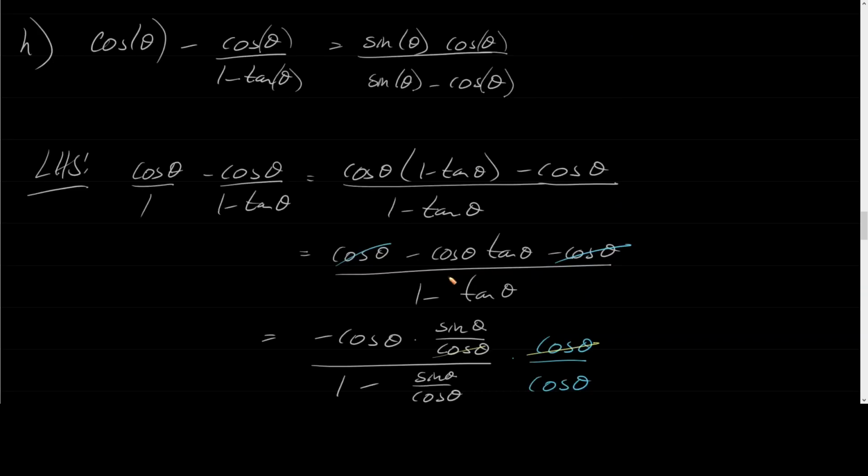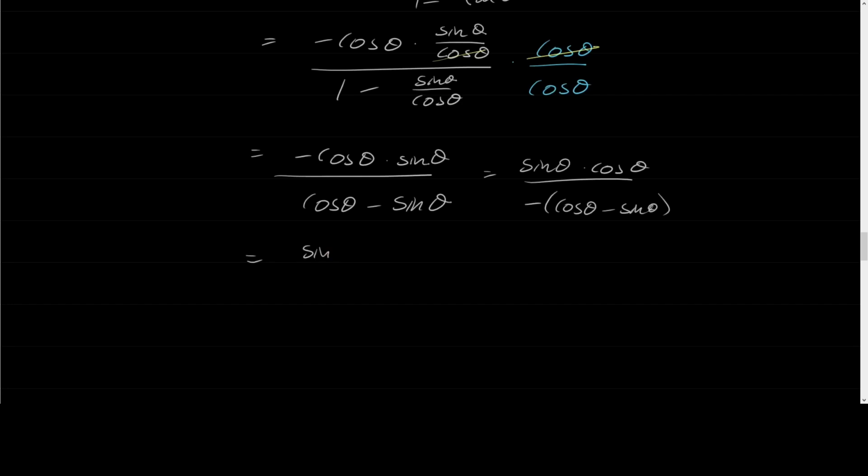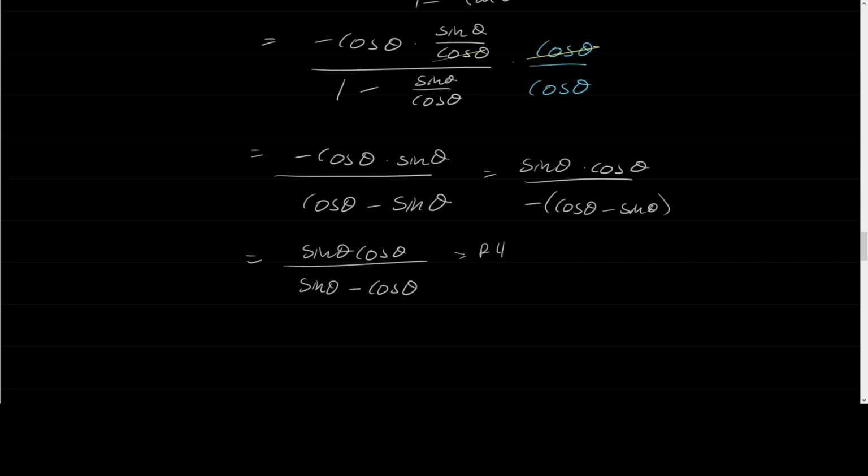But that's not exactly what we wanted, is it? We wanted a positive sine times cosine over sine minus cosine. Well, we're almost there. Just bring this negative down to the bottom. In other words, you can rewrite this as sine theta times cosine theta over the negative of cosine theta minus sine theta, giving us our desired result of sine theta times cosine theta over sine theta minus cosine theta. And that would be our right-hand side, exactly as written. So now we're done. All right.